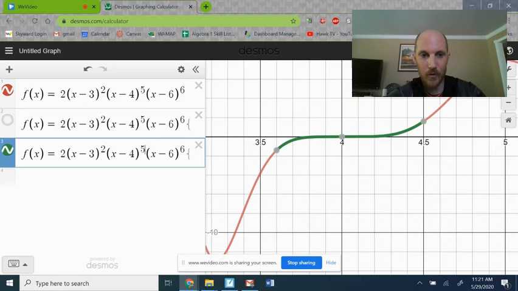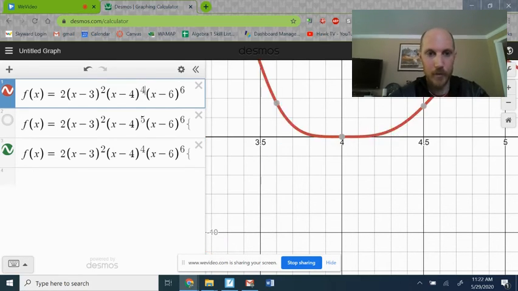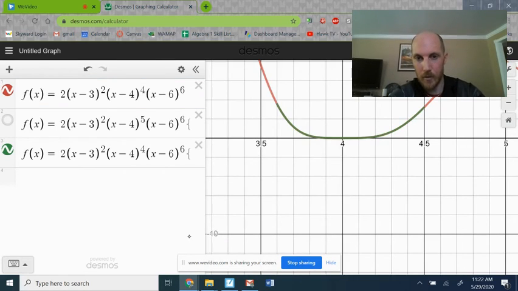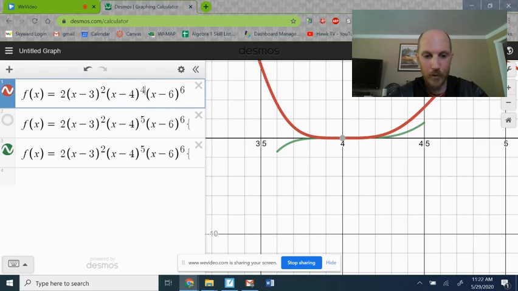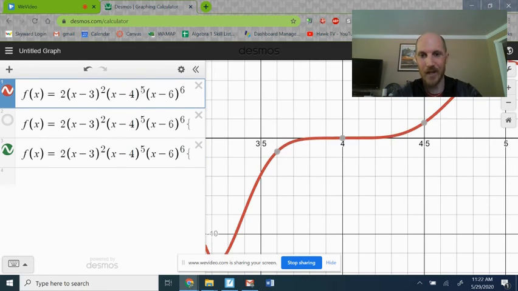If I was to change this 5 to a different multiplicity, like let's say 4, I'm going to do that in both places. Now we can see it's making a U shape as it passes through that x-intercept because 4 is an even number. Anytime we want to know what the shape of the graph is, we've got to figure out which factor is giving us that x-intercept and what is the multiplicity on that factor.